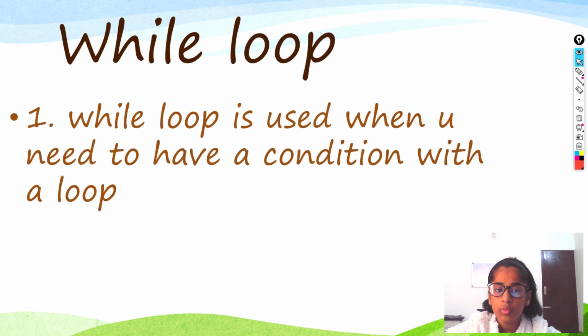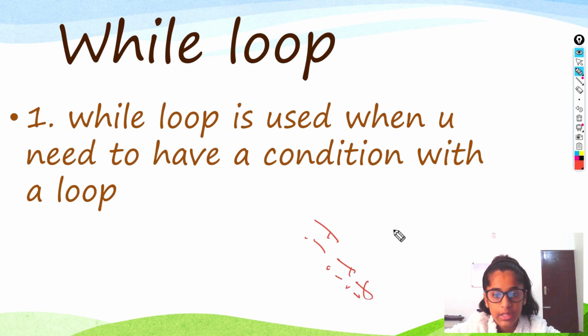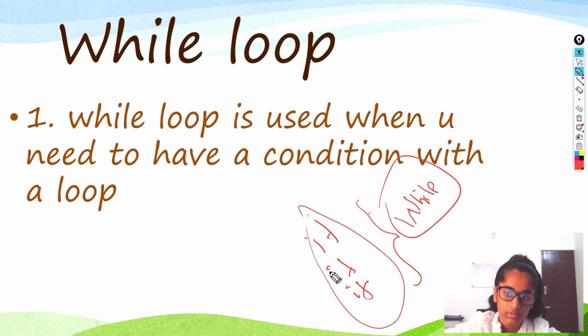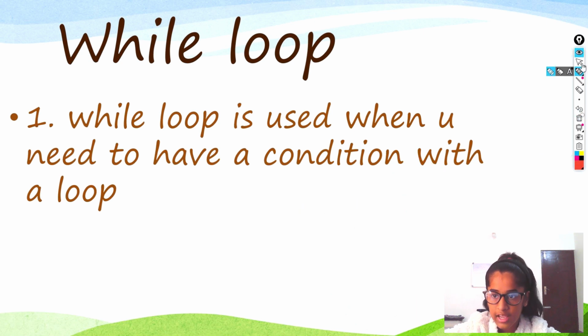So what exactly is a while loop now? A while loop is used when you want to have a condition with a loop. You can't just keep saying if, so you would need multiple ifs. Rather than all these ifs, you can just have a while. This one will work rather than all of these. So that's what exactly a while loop is. Let's come to Jupyter and implement it.